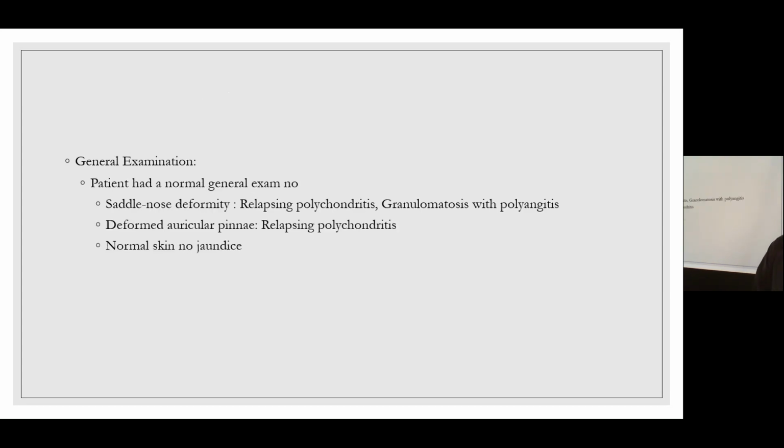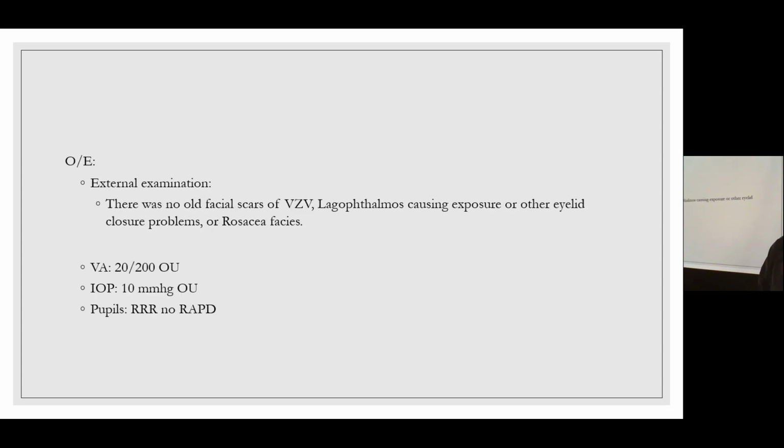So for general examination, patient had a normal general examination, no sudden node deformity, which might indicate any connective tissue disease, deformed auricular, and normal skin with no jaundice. In regard of the ocular exam, external examination, there was no old facial scar of Varicella zoster virus, no lag of thalamus causing exposure or any other eyelid problems, or rosea facialis like red malor or any acne.